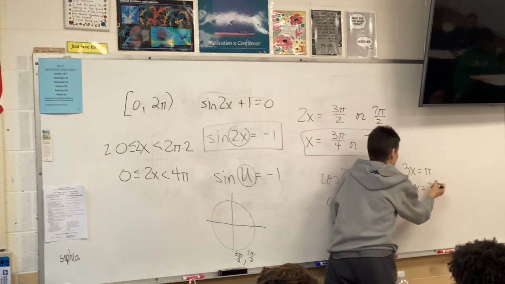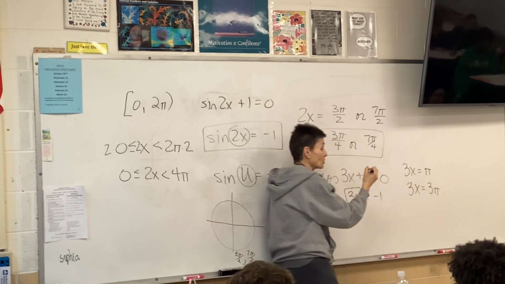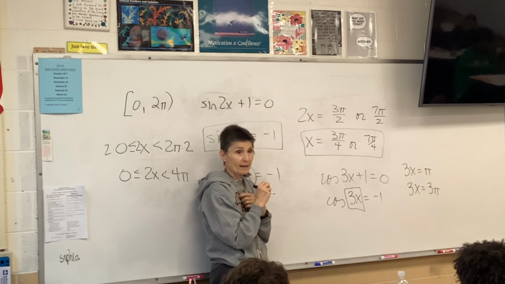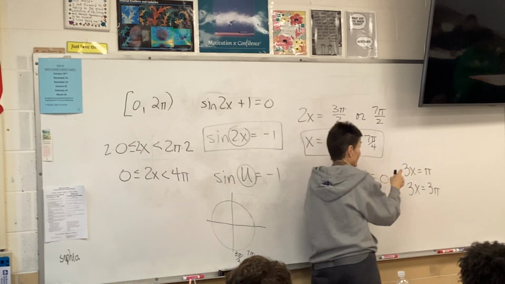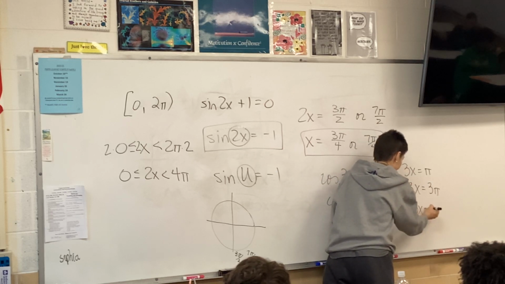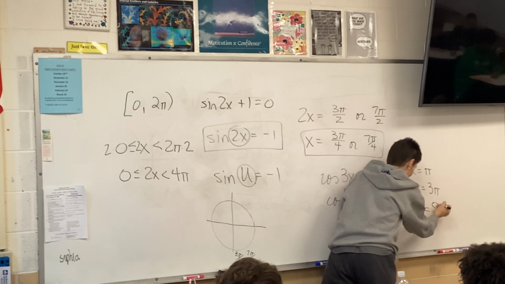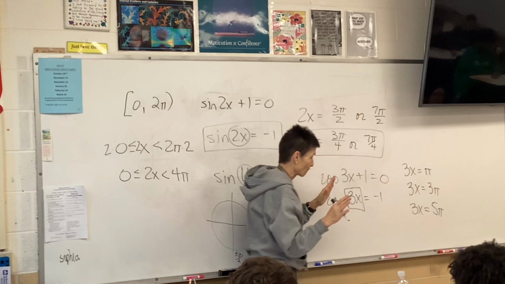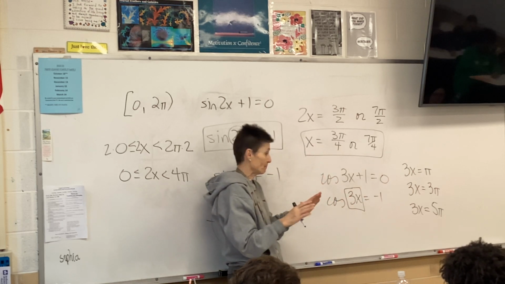3 pi. Kids, how do you find coterminal angles? That's all we're doing. Add 2 pi. So 3x can either equal pi, 3x can equal 3 pi, or 3x can equal 5 pi. Now, before you start freaking out, stop a minute.